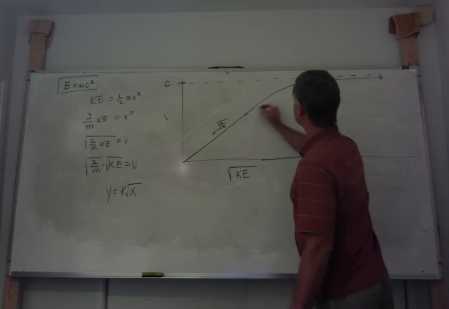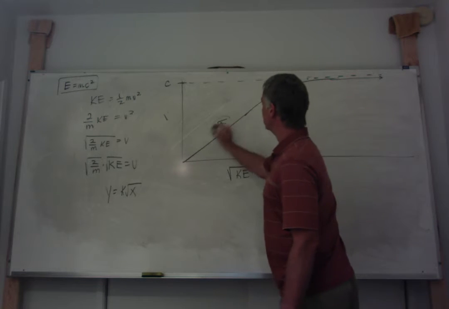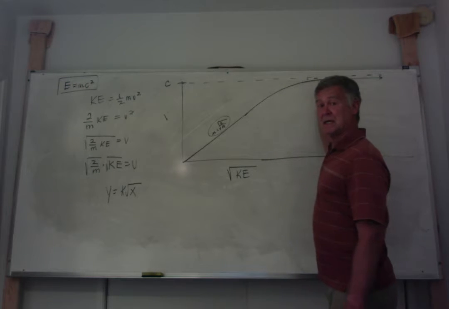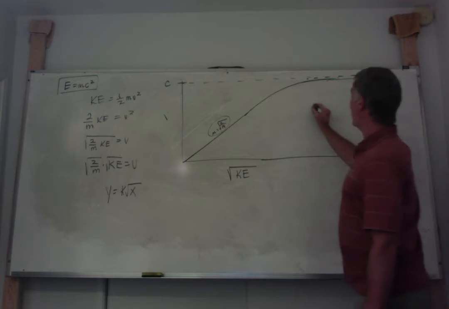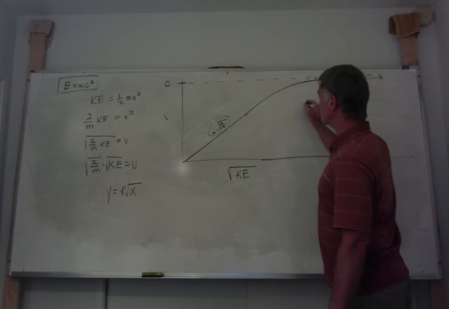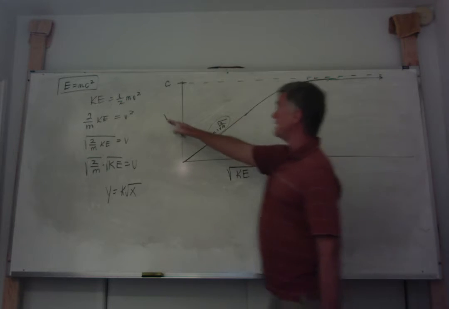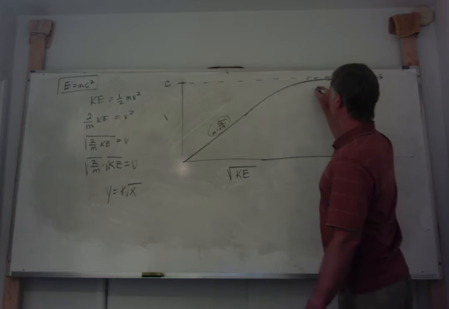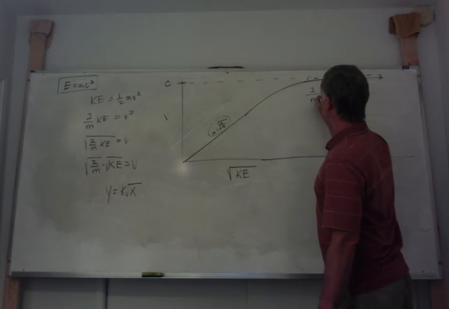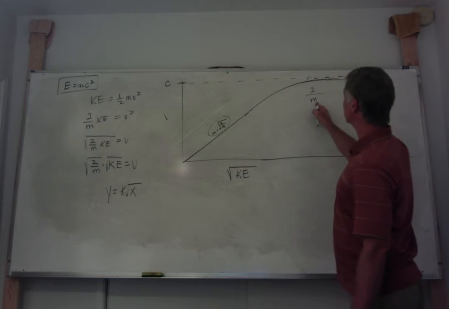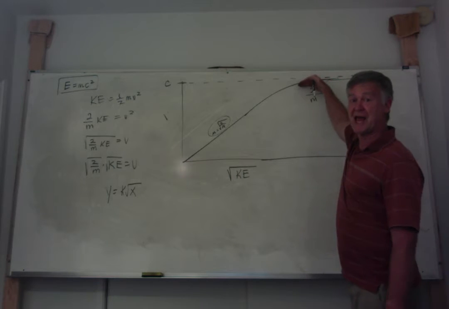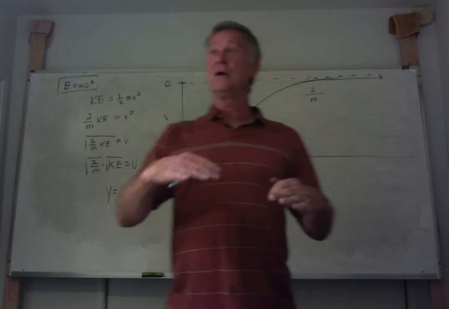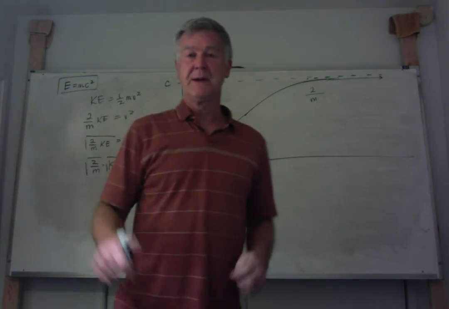What's happening to the slope here? The slope here was the square root of 2 over m. The slope here is much less. It's a lower slope. What Einstein realized was happening is, since I know this equation for V and KE is right, my mass is getting bigger. If m is twice as large, this slope is half as steep. If m is 1,000 times as large, the slope is 1/100th as steep.